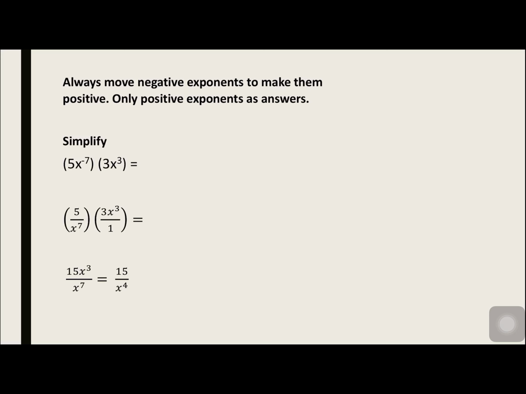Now we're going to simplify since we have x on top and bottom. 7 minus 3 is 4. x to the 4 is at the bottom because the power was bigger at the bottom.